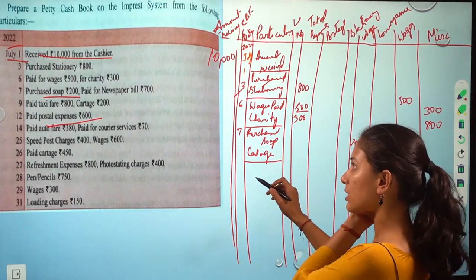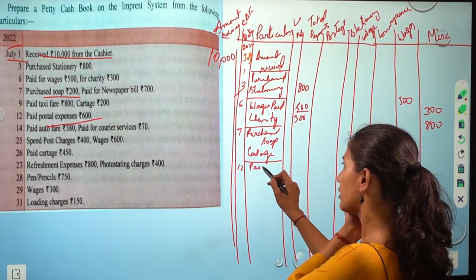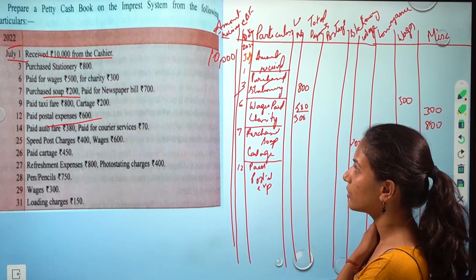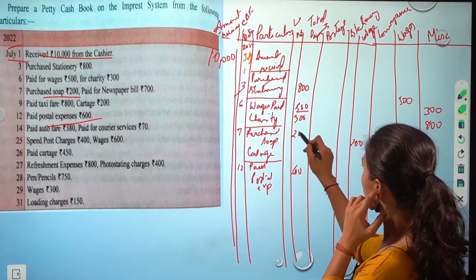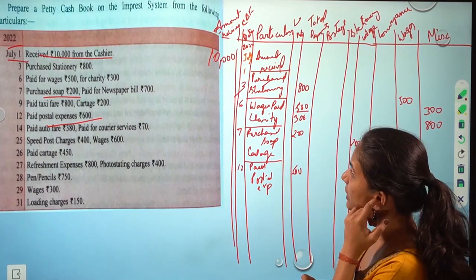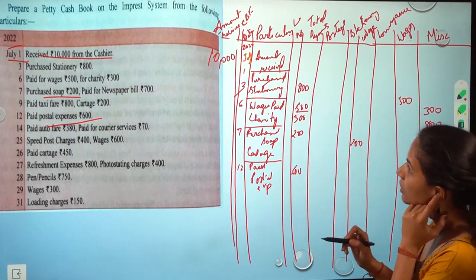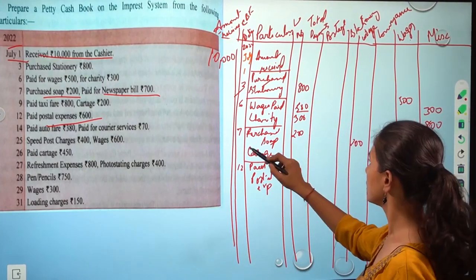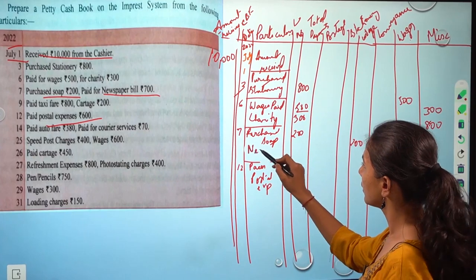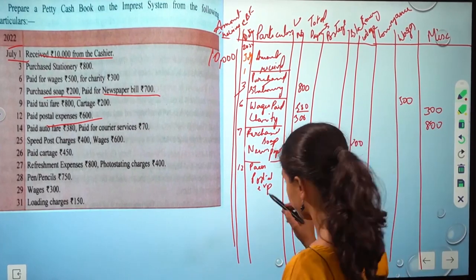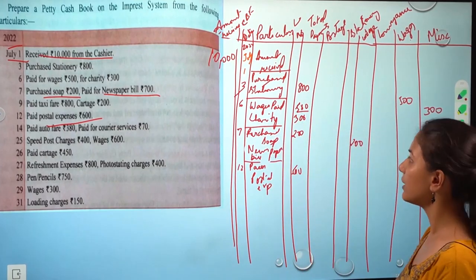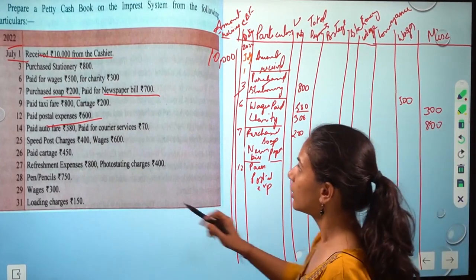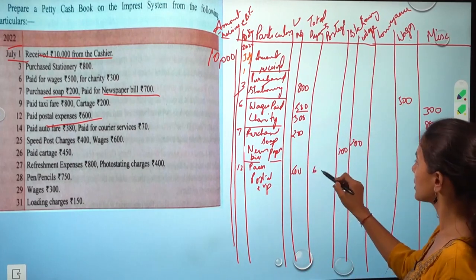So next is 12. Paid postal expenses. What is the amount? You are paying 600. Okay, soap will come here. Cartage was, what was the amount of cartage? It was 200. Okay, here it was newspaper bill also. So this will be your newspaper bill. Newspaper bill paid 700, it will come under your stationery, let's say. Next, we have paid postal expenses 600, it will come under your postage again.